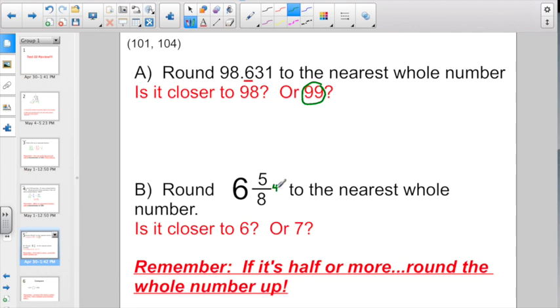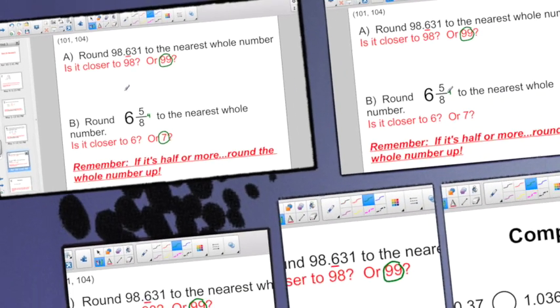So is 5/8 more than half or less than half? It is definitely more than half, so I'm going to round 6 5/8 up to 7.